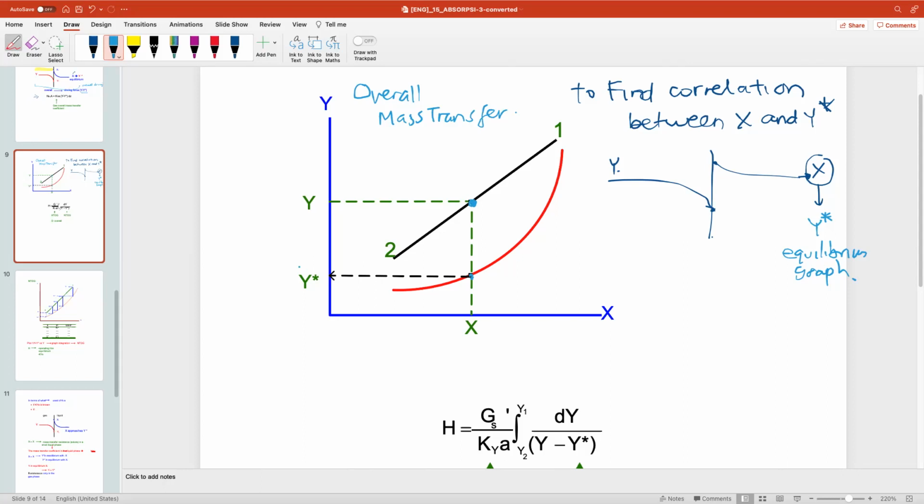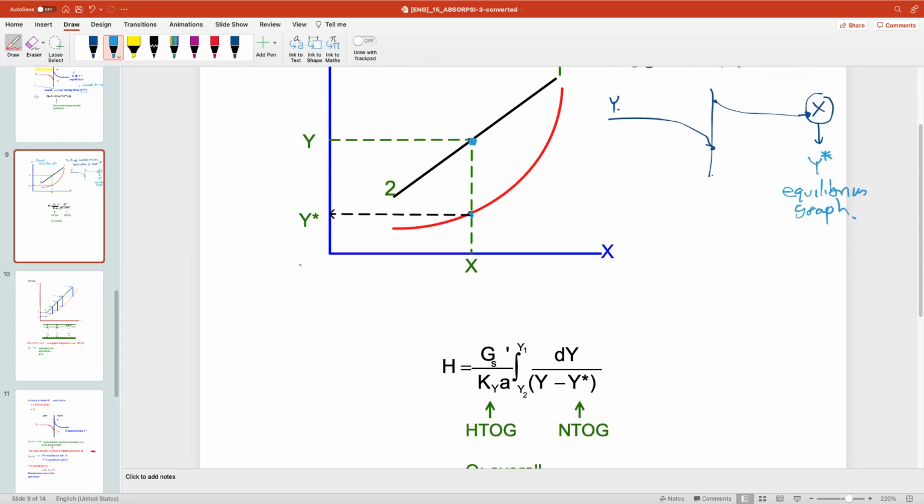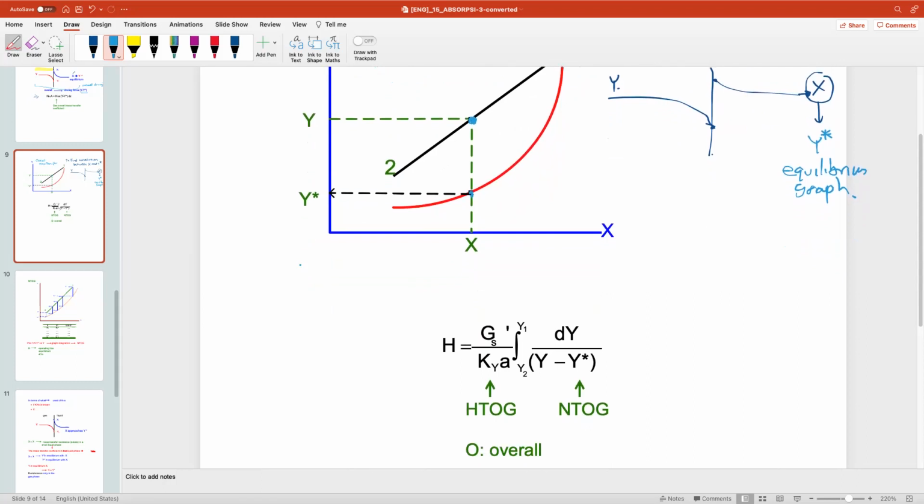And how about the equation? The equation is similar, the equation is also the same. So this is Gs' divided by K_y a, but the K is now capital, because it's the overall gas mass transfer coefficient, and the driving force is now the overall driving force, which is y minus y star. You can find it using this method, and again you can find your Gs and also your KYa.